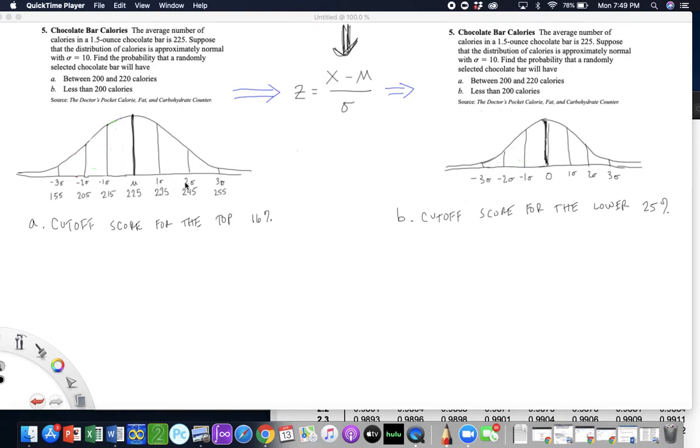So take a moment, maybe pause the video and see if you can interpret what I'm asking here. I'll reference it before, of course. What I'm asking for is: give me the cutoff score for the top 16%. With the data here, you're going to work backwards. We're going to try to find out what calorie count would give me the top 16%. And vice versa, what's the cutoff score for the lower 25%?